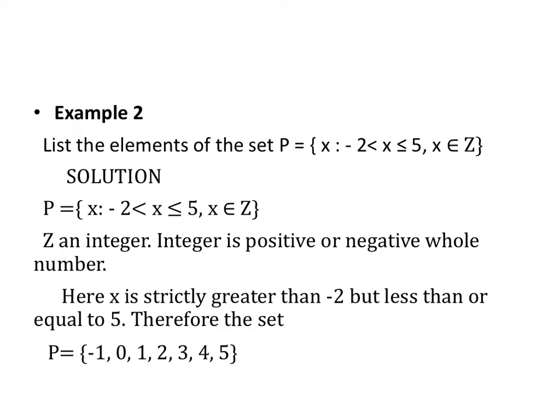And you know that an integer is any positive or negative whole number. Here, x is strictly greater than -2, but less than or equal to 5. Therefore, the set lies between -1 and 5. We have P equal to {-1, 0, 1, 2, 3, 4, 5}.